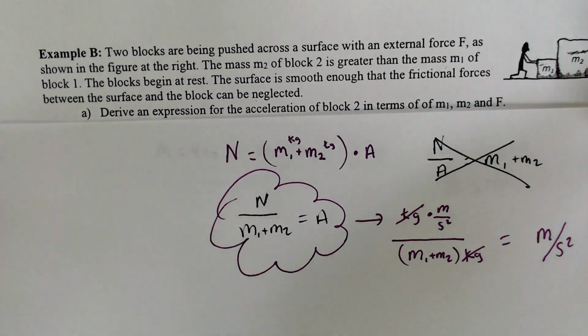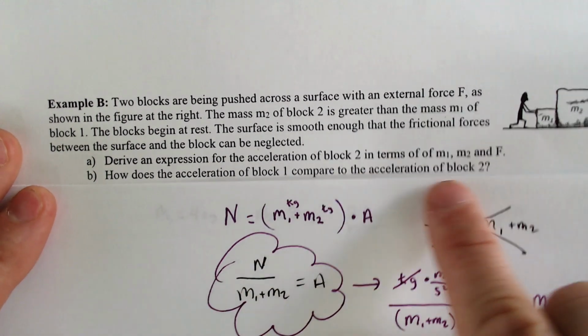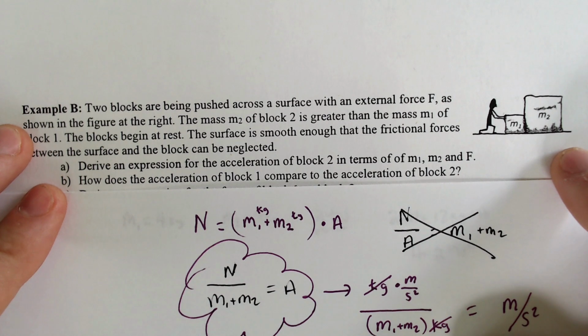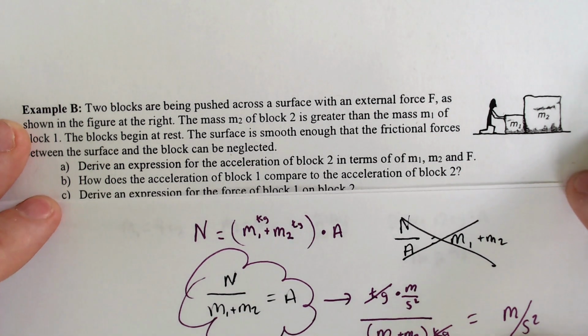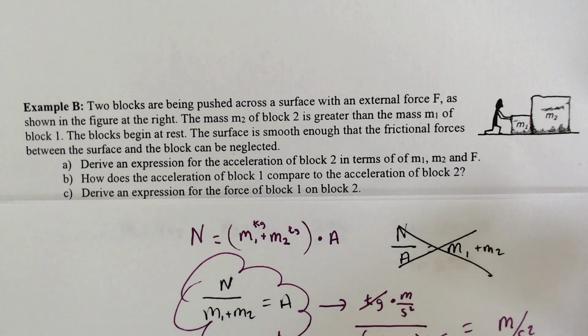All right. Part B. How does the acceleration of block 1 compare to the acceleration of block 2? We've already answered this. They are moving together in tandem, so their accelerations are going to be the same. All right, so part B is done. Let's see, derive an expression for the force of block 1 on block 2.